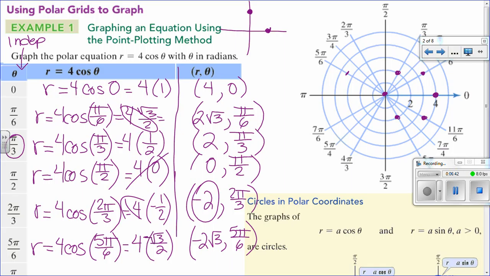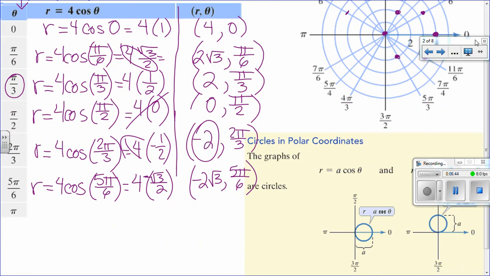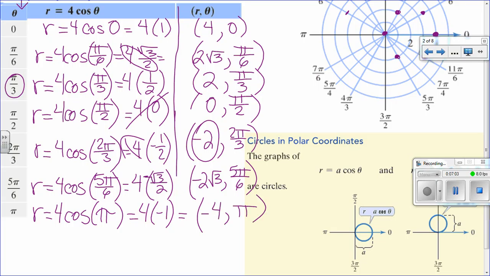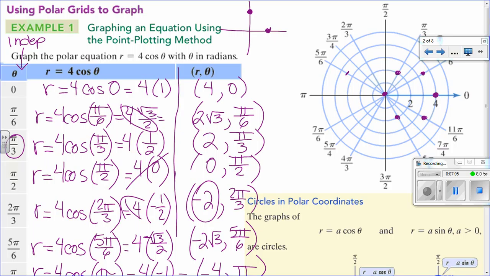Okay, and one more point to plot. That will be for pi. So r equals 4 times the cosine of pi. What is the cosine of pi? The x-coordinate number. Not 1. Negative 1. So this is 4 times negative 1, which will give us the point negative 4 comma pi. Okay, so we locate the angle pi, which is here, but since the radius is negative 4, the point won't be here. It will be here, right?